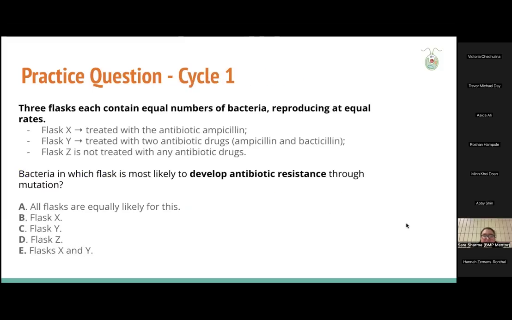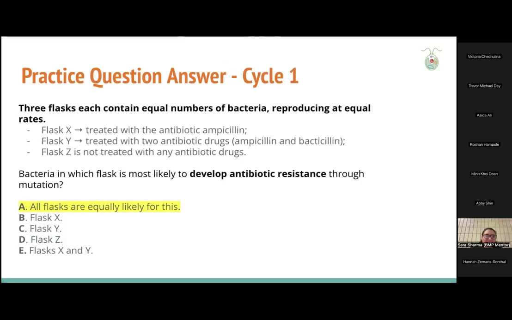Next slide, please. Okay, here's the other question. Three flasks contain an equal number of bacteria reproducing at equal rates. Flask X is treated with the antibiotic ampicillin, flask Y is treated with two different antibiotic drugs, ampicillin and bacticillin, and Z is not treated with any at all. Bacteria in which flask will develop antibiotic resistance through mutation? Give you guys a second to think about that. Okay, I'm assuming you guys have thought about it.